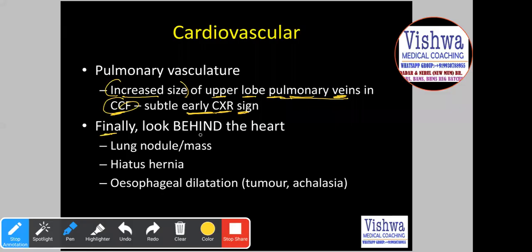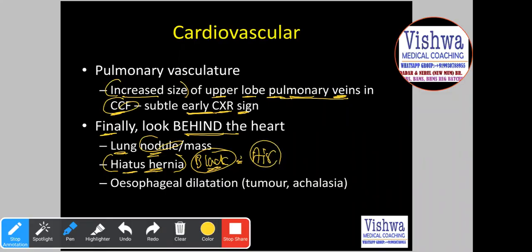We also look behind the heart because the heart is more anterior. We also have some things which are posterior to the heart. So it can be a nodule in the lungs. It can also be the hiatus hernia. Sometimes it can be seen as a black shadow behind the heart. It's a black shadow because it's the fundus of the stomach going up. Fundus of the stomach has got air.